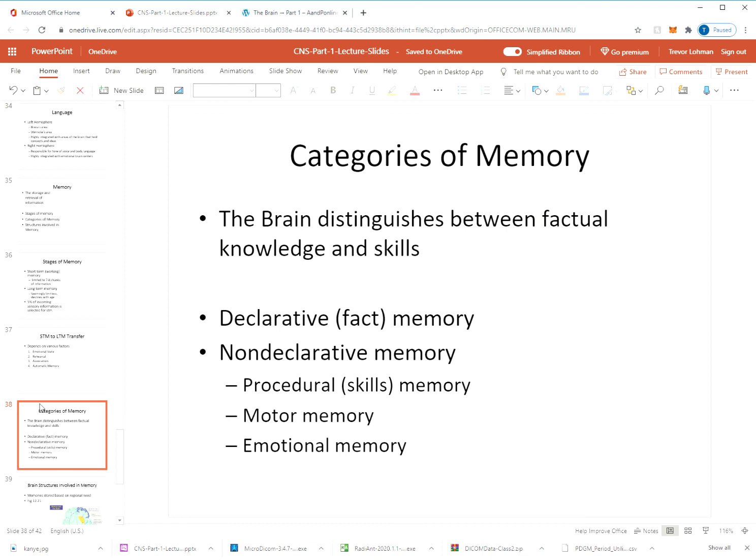Something that's kind of interesting about the way your brain treats these is it stores them in different places, number one. But number two, one is contextually based. So declarative memory is contextually based. Non-declarative memory is not.